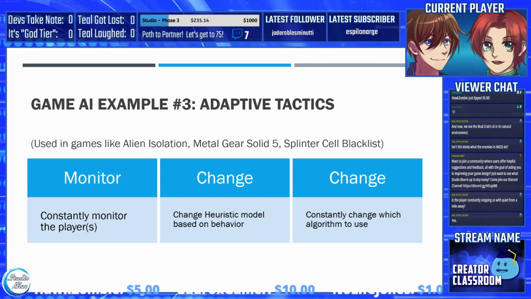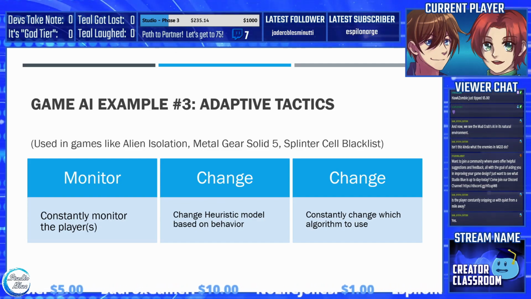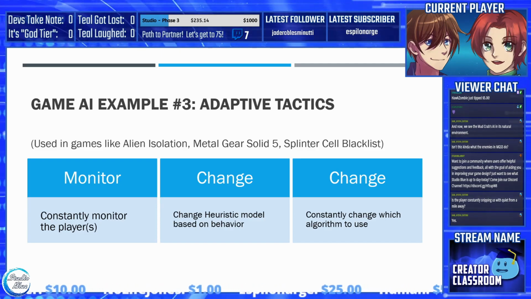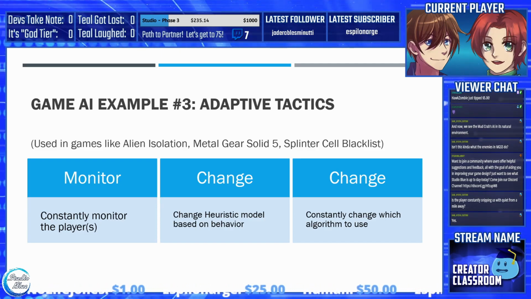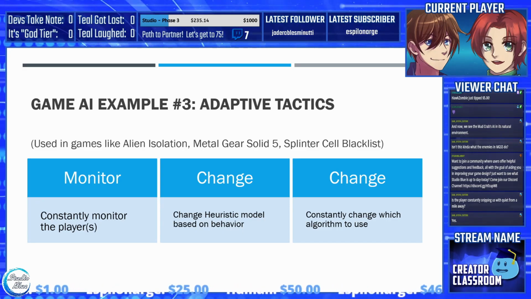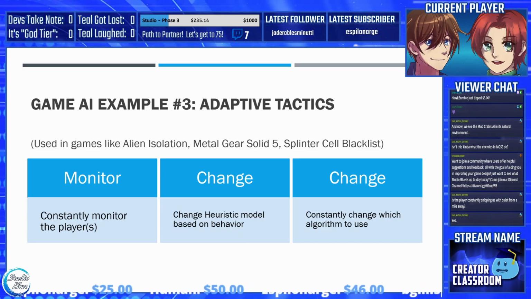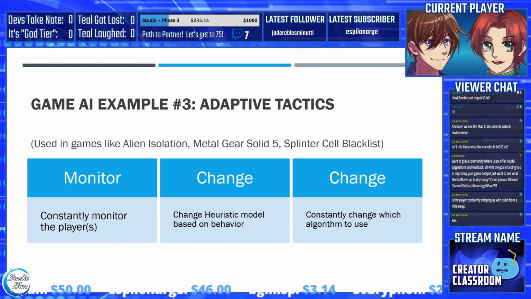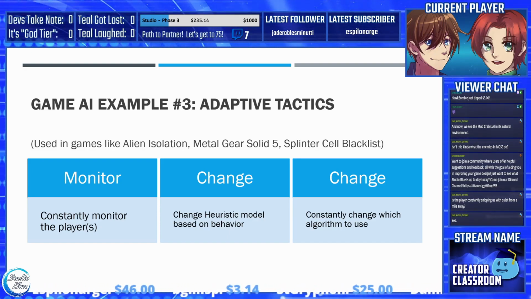Yeah. So let's say that it's been running algorithm A. I'm going to get very simple here. And the adaptive tactical AI sees that it's been running algorithm A and the player is whooping its butt. So it's going to wait until the player is in that vulnerable part of algorithm A, and then it's going to throw algorithm B at it. That's adaptive tactics.